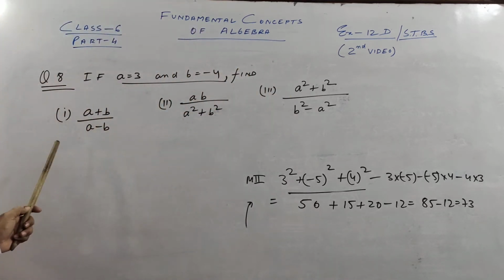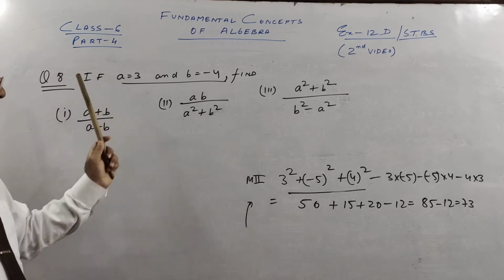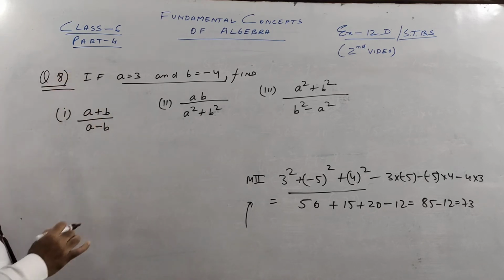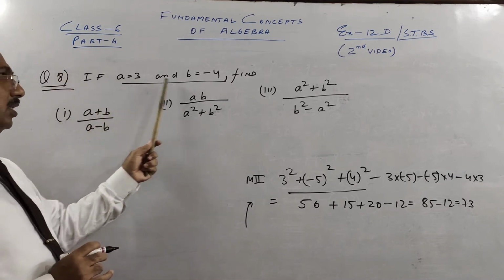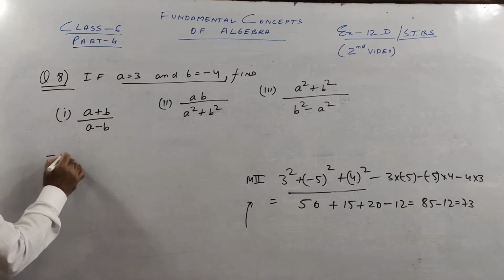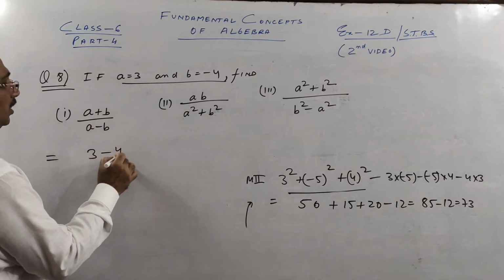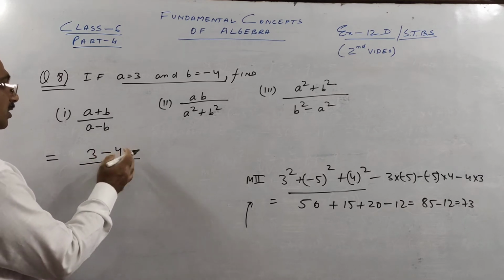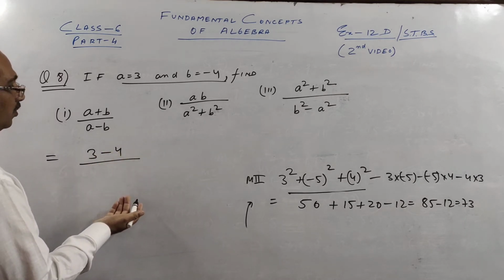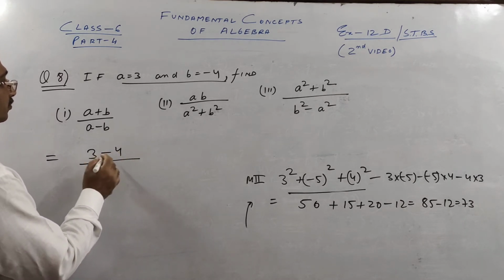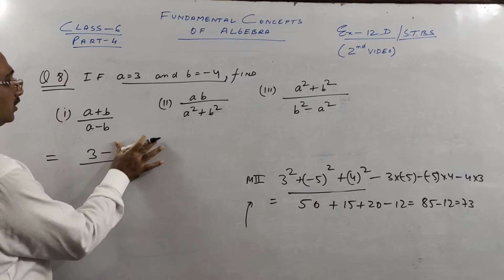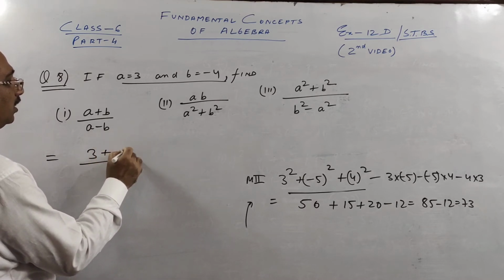So now 3 more parts we have in question 8. So we will see this. A is given 3 and B is minus 4. So see children, first question, A is 3, B is minus 4. You can write plus minus 4, which will be actually minus 4. Okay, if you wish, you can write like this, plus minus 4.